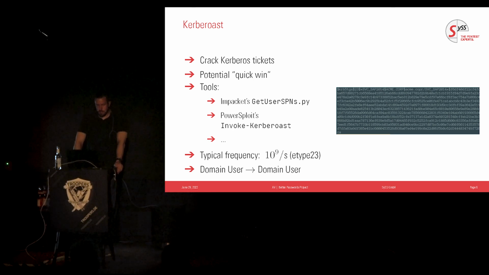Again, here, typical tools are Impacket or PowerSploit that I like to use. And here, the efficacy of the attack is around 10 to the 9 per second, if it's E-type 23, which means the RC4 algorithm is involved. So that's much, much, much more efficient than online password guessing attacks. No comparison. And here, the thing is that escalation of privileges happens sometimes because you go from a domain user to another domain user, which might have more privileges than the original user, but it might also have no other privileges.